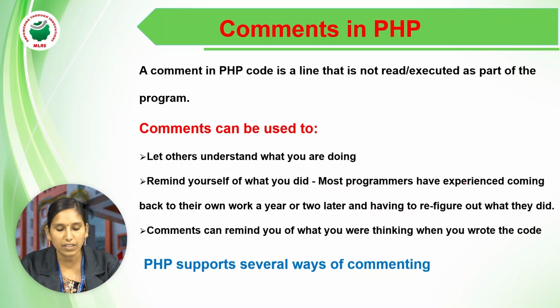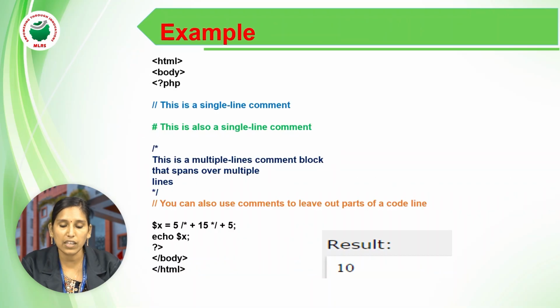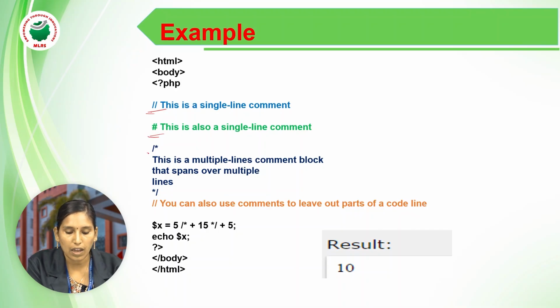Most programmers have experienced coming back to their own work a year or two later and having to refigure out what they did. Comments can remind you of what you were thinking when you wrote the code. PHP supports several ways of commenting. Mainly we use single line comments and also multiple line comments. The single line comment uses the double slash and also the hash symbol. And multiple lines use slash star and star slash.